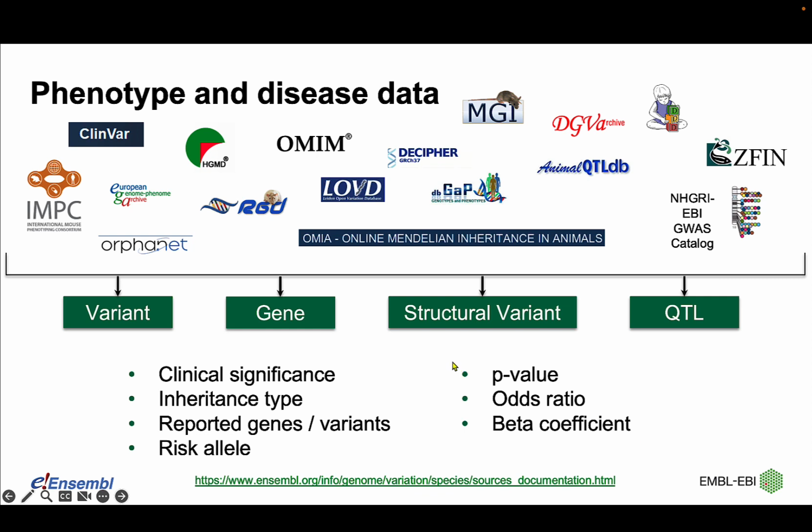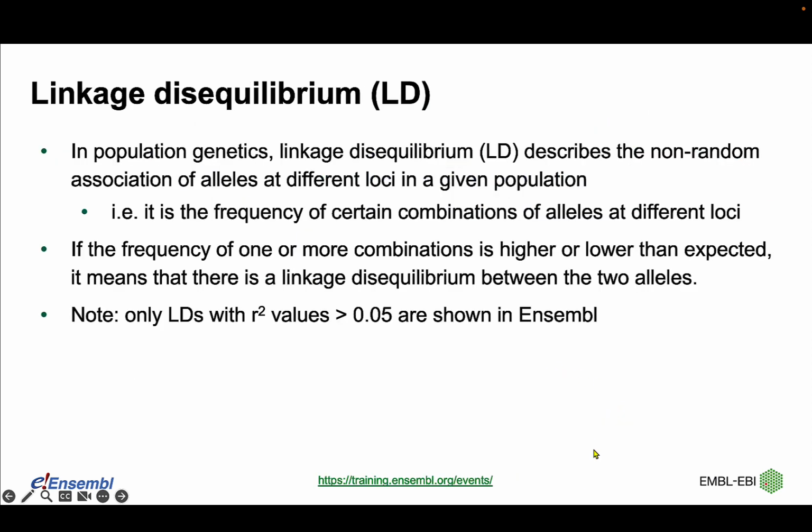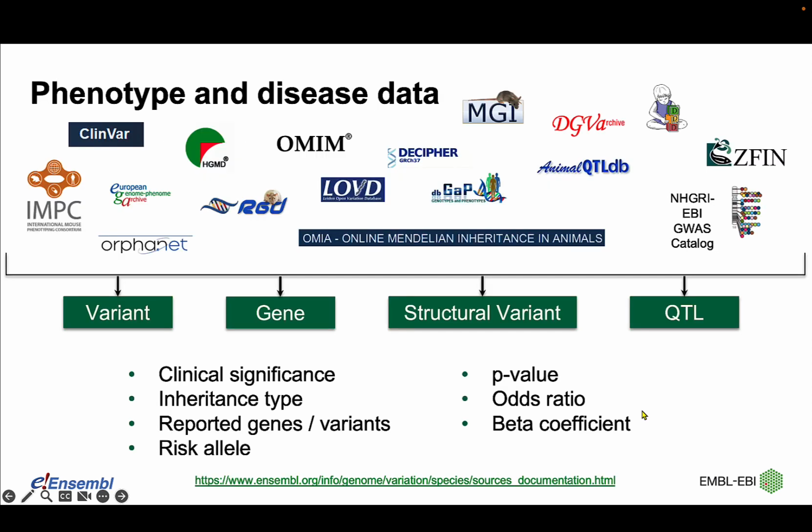We also collect information such as the clinical significance of the variant, inheritance type, the reported gene and risk allele, and for genome-wide association studies, or GWAS, we also collect statistical information such as the p-value, odds ratio, and beta coefficient.